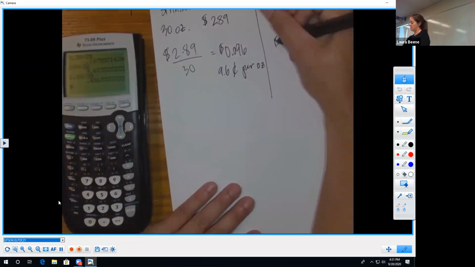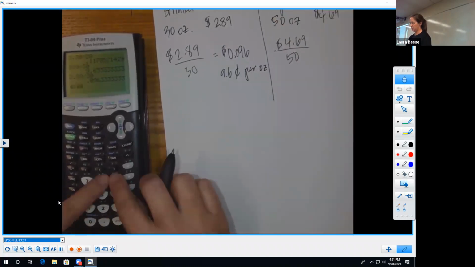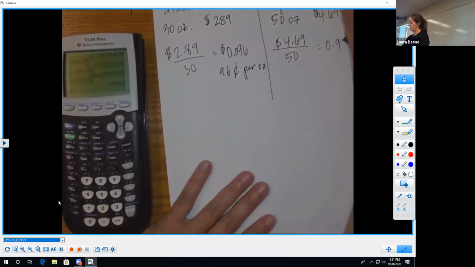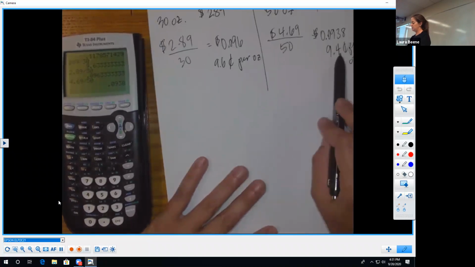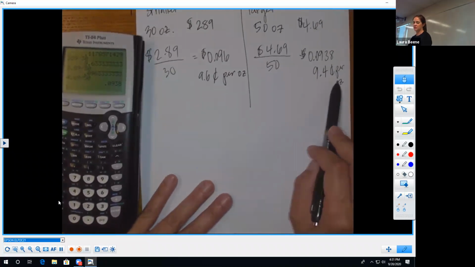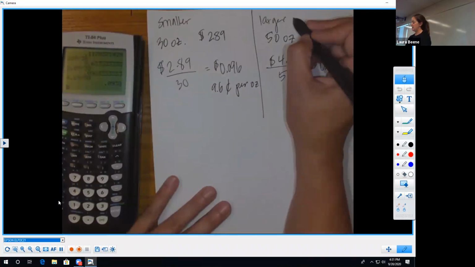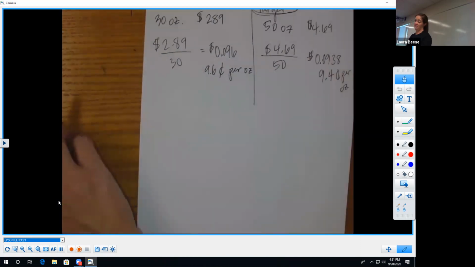Same thing over here, price per ounce, $4.69 for 50 ounces. So $4.69 divided by 50 would give me 0.0938, which is 9.4 cents per ounce. Which one is cheaper? This one's cheaper because I'm only paying 9.4 cents for every ounce versus the smaller one, I'm paying 9.6 cents for every ounce. So in this case, the larger one is cheaper. Not always the case, but in this case it is.